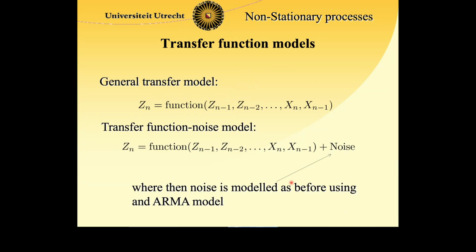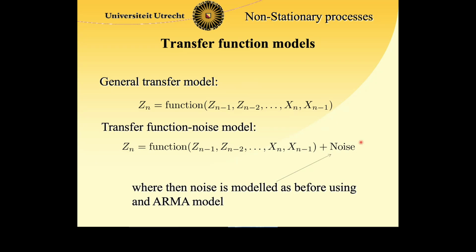Now, what does a general transfer function noise model look like? Well, we have a transfer model, and we have a noise model. The transfer part is that Zn is a function of previous values of Zn. So the groundwater level depends on the groundwater levels in the past. That's your memory. And some exogenous variable. This could be another groundwater level, but it could also be precipitation, for instance.